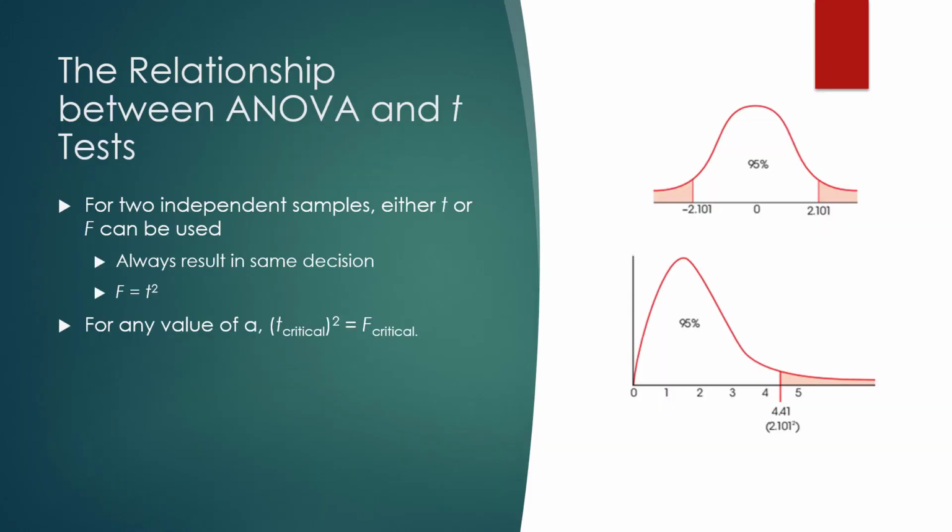And one last thing. It's important to understand the relationship between the F value and a t-test, because they're always going to result in the same decision. When you only have 2 independent samples, you can use either, and the F value is basically going to be t squared. So for any value of alpha, t critical squared equals your F critical value. So just keep in mind the relationship between those 2 analyses.